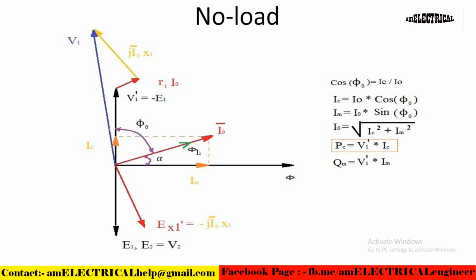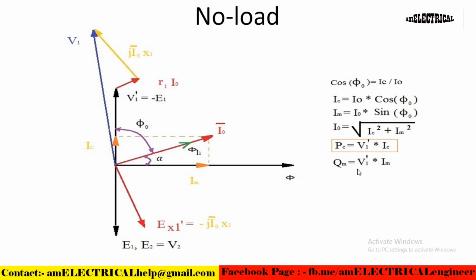Here phi 0 is the angle between the voltage and current I0, which will be equal to V1 dash IC, because IC equals I0 cos phi 0 and here voltage is V1 dash, so it will be V1 dash multiplied by IC, and active power, as it is active power, its unit will be in watt, and magnetizing reactive power or the volt ampere, which is denoted by Q, will be equal to voltage multiplied by current multiplied by sine of the angle between them.